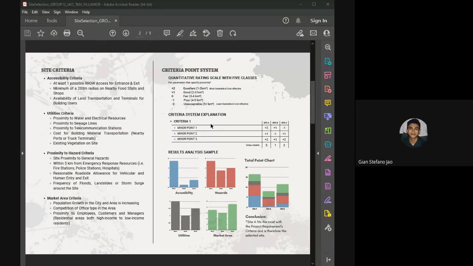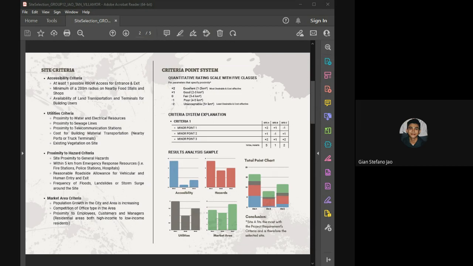So next, the accessibility criteria of the site: it has to have access to a road right of way, nearby food stalls and shops, and available land transportation or nearby terminals. For the utility criteria, the site has to have access to water and electrical resources, sewage lines, telecom stations, nearby ports for building material transport, and existing vegetation on site.